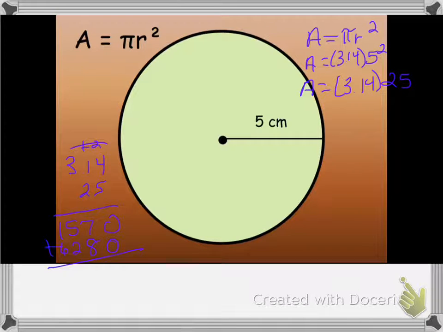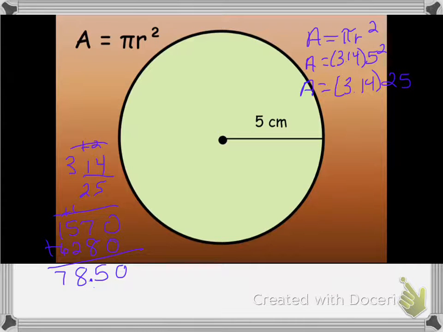And then we add up. Be very careful. Make sure you line things up. 0 plus 0 is 0. 7 plus 8 is 15. 1 plus 5 is 6, plus 2 is 8. And 6 plus 1 is 7. And here we have 2 digits behind the decimal place in our problem. So we're going to have 2 digits behind the decimal place in our answer.